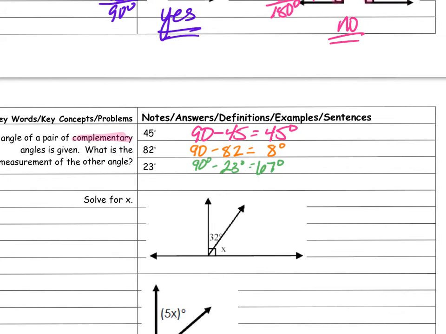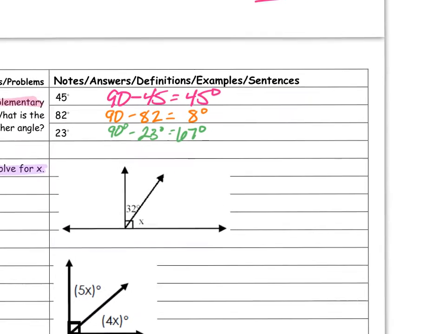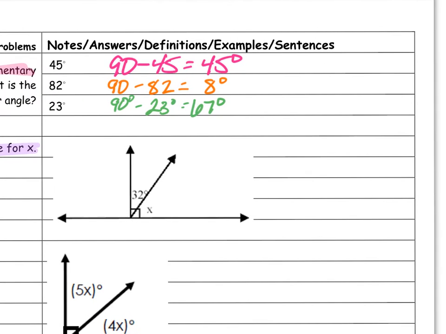I just want to point out really quick, the directions just say solve for x. So I'm just going to solve. Here's my picture. I'm going to give myself some room to write here. It also tells me right here, because I have the little 90-degree box, that this angle and this angle equal 90 degrees. So I can say x plus 32 equals 90 degrees.